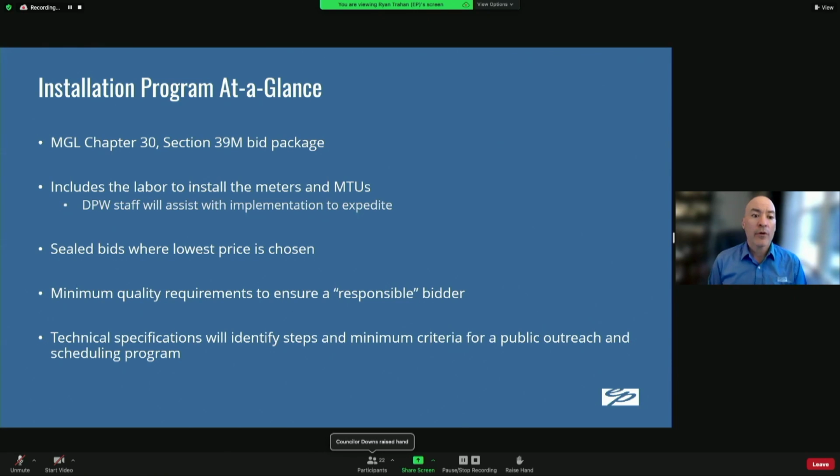And knowing how important this is to implement, the DPW has indicated that they're going to be assisting with the implementation to help expedite the program. Now, the installer will be selected through a sealed bid process, and different criteria with the responsibility of them being able to handle this type of program will be written into the specifications. And there'll be minimum criteria necessary for a public outreach and scheduling program.